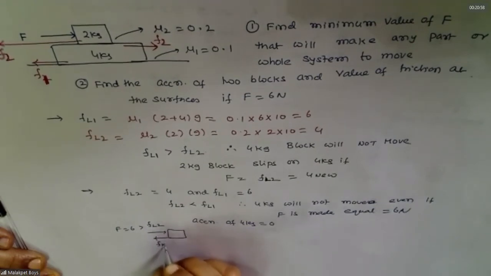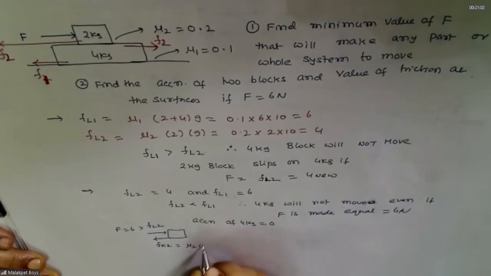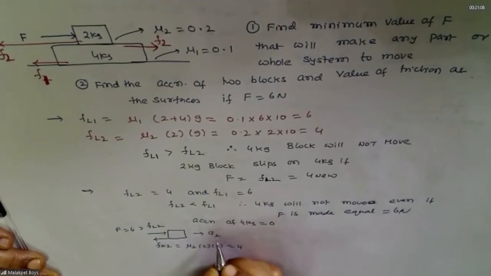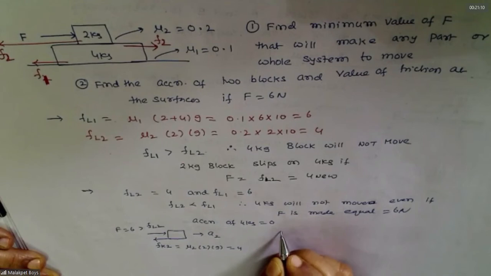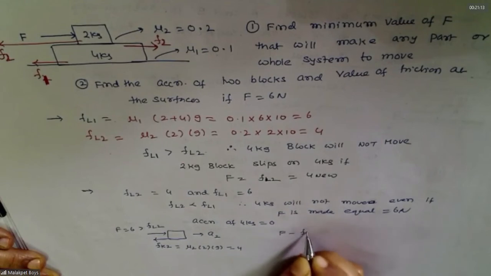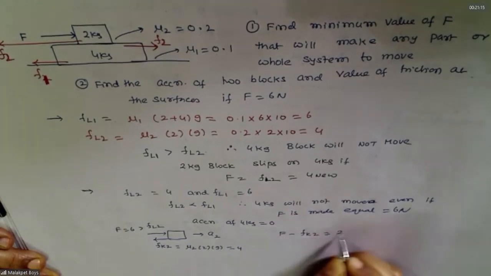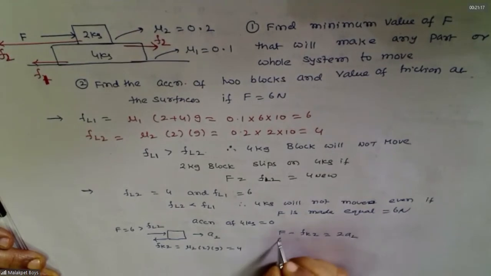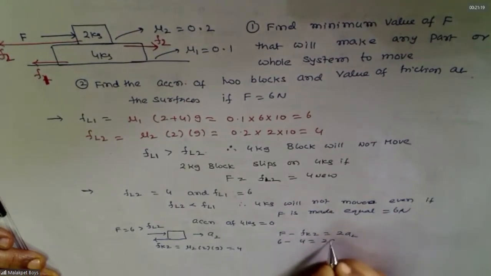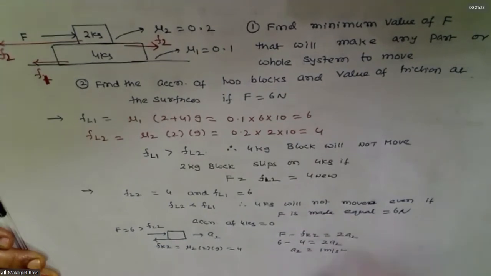Now you have Fk2. Fk2 is nothing but Mu2 into 2 into G. That comes to again this. So this is the acceleration of the 2 kg block. So you have F minus Fk2 is 2A2. F is 6, so this is 4 equals 2A2. What is A2? 1 meter per second square.